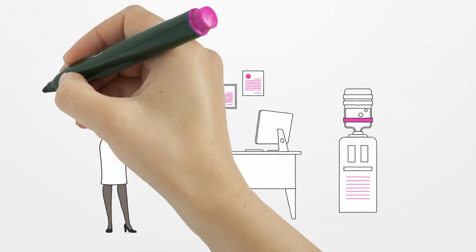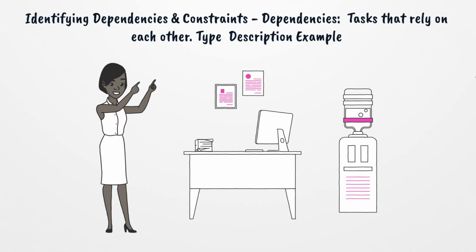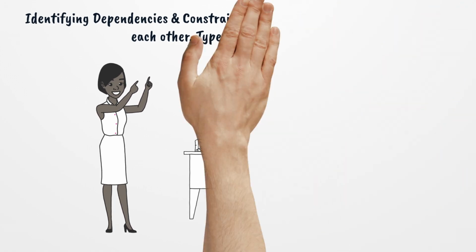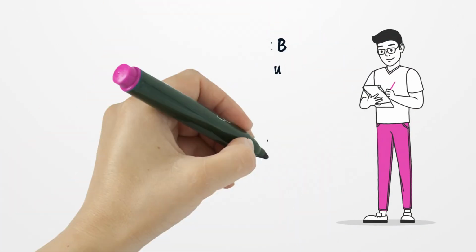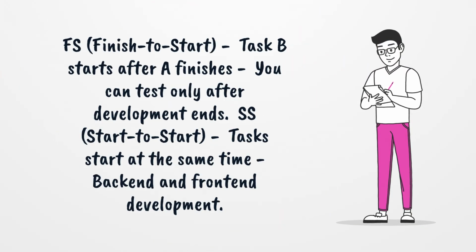Identifying dependencies and constraints. Dependencies are tasks that rely on each other. Type, description, example. FS, finish to start: Task B starts after A finishes. You can test only after development ends.